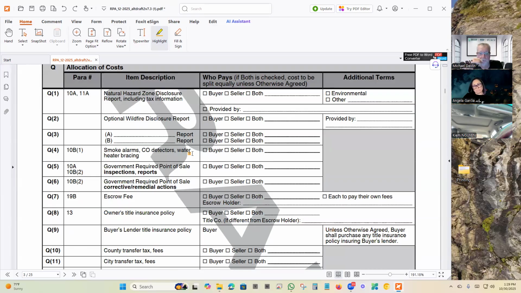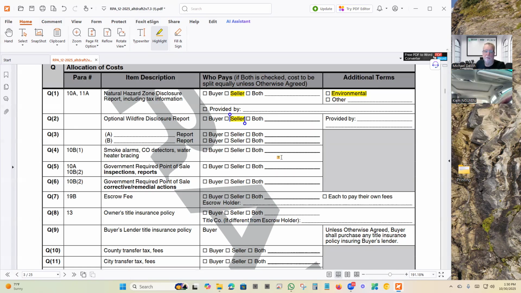If it says both, like here it says both, and then both. If you check both, it means 50-50. Just saying. If you have it NHD, you should always, if you represent the buyer, ask for it to be. And by the way, usually what we would do is we would say we want the seller to pay, right? We want the seller to pay, and we want it to be environmental. And if you have a company you like, you better write in their name here, otherwise the seller's going to pick. Optional wildlife disclosure. If we're doing it, it's almost always done by the seller, but that's when we get the fire hardening. I'm not going to do that now.